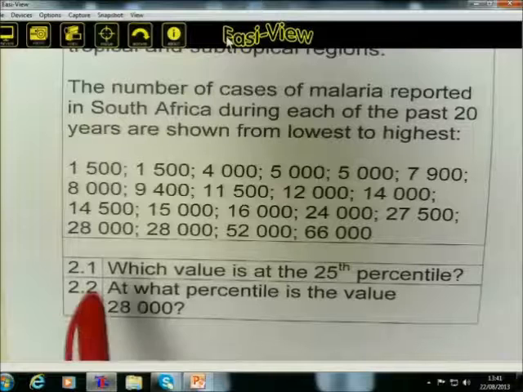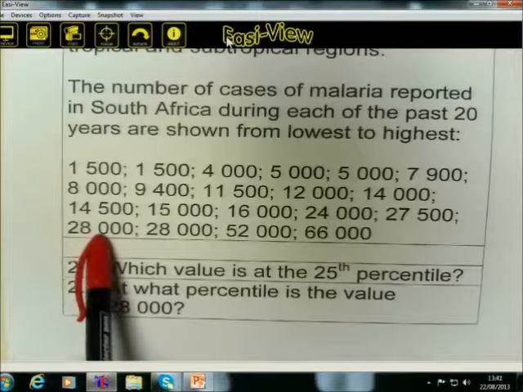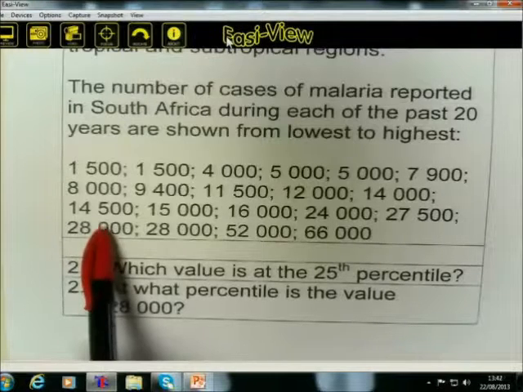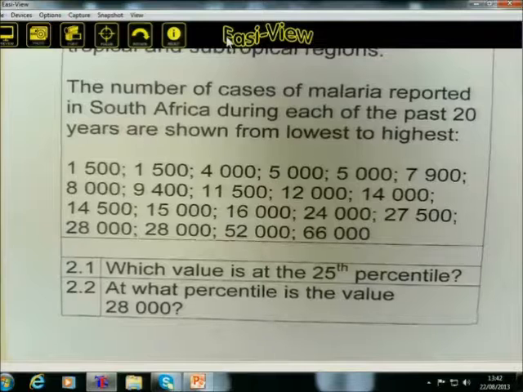I'm sure you can see 28,000 in our data set. And remember, our data set is arranged from lowest to highest. So at what percentile is the value 28,000? I'll give you just a few minutes. It's only two questions, grade 12. Try to find the answer, and then we can see how we will be able to calculate those answers.